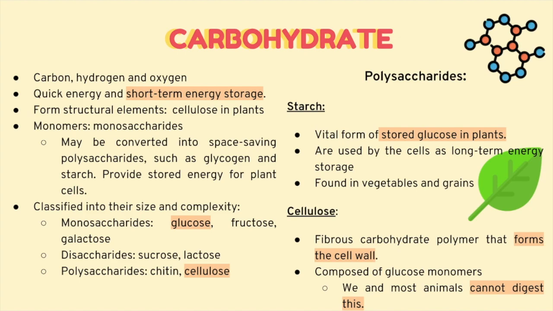Another polysaccharide of note is cellulose, which is a primary component in plant cell walls and is the most abundant organic chemical on Earth.